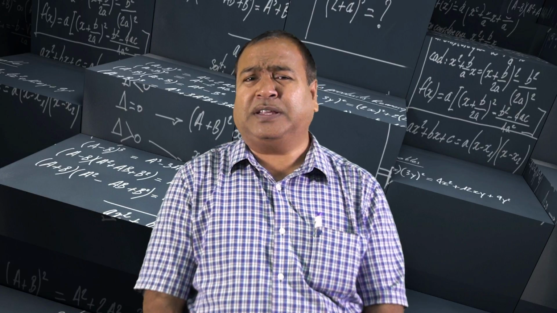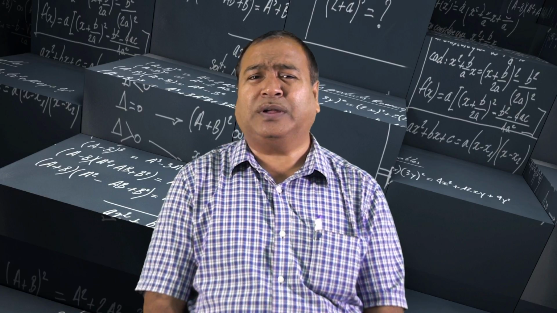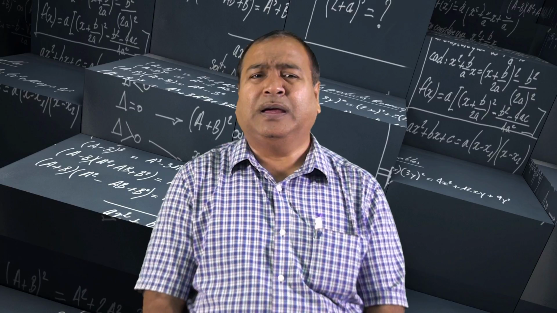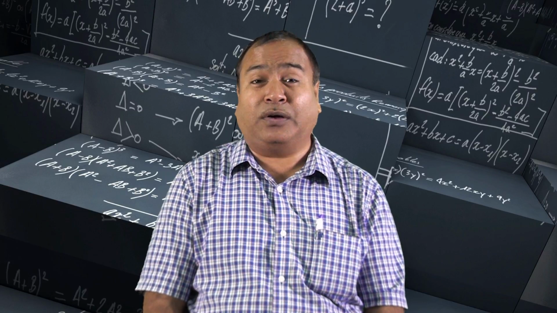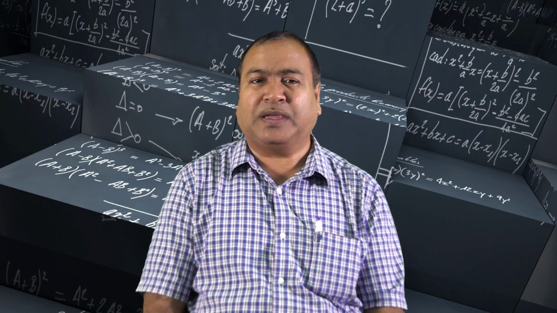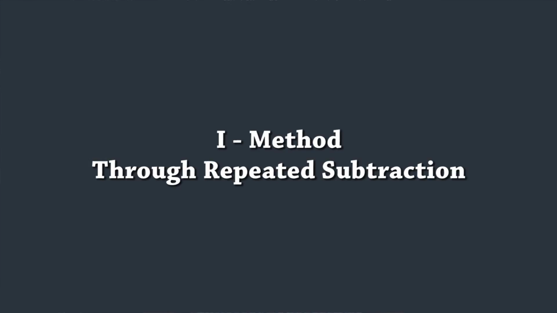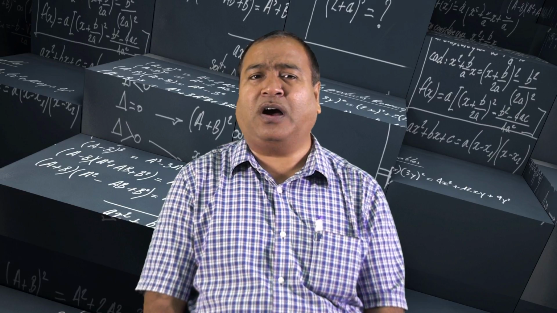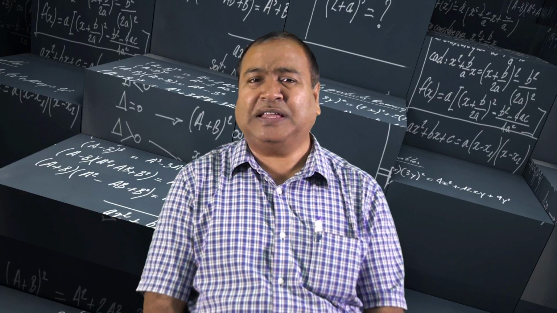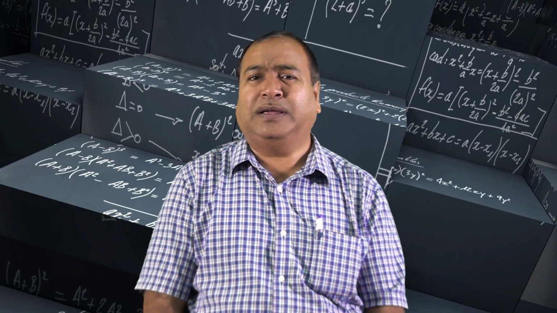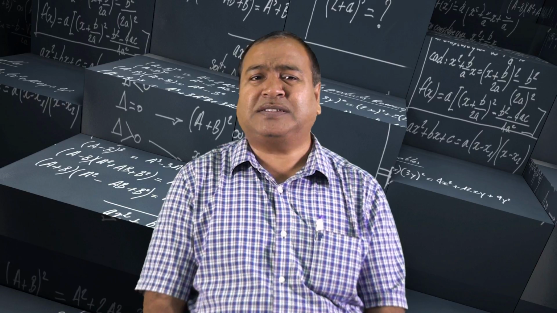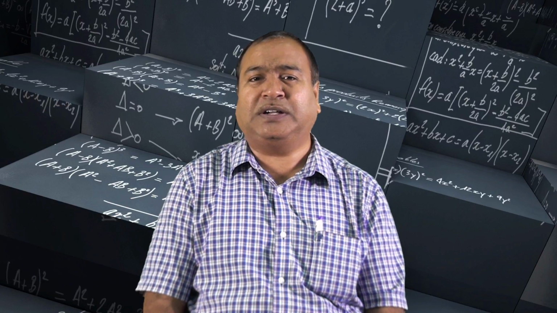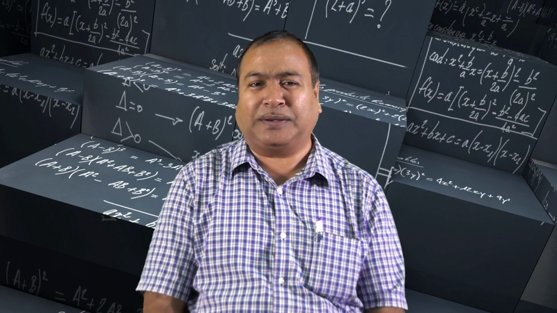There are several methods to find the square root of a given number. Let us see some methods and also their limitations. First method. It is through repeated subtraction. We know that the sum of the first n odd natural numbers is n square. That is, every square number can be expressed as a sum of successive odd numbers starting from 1.